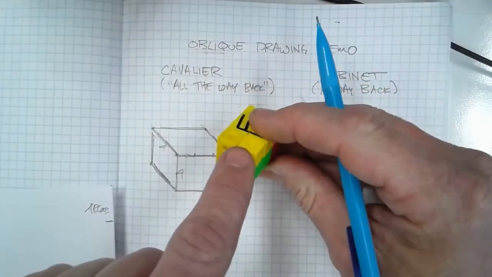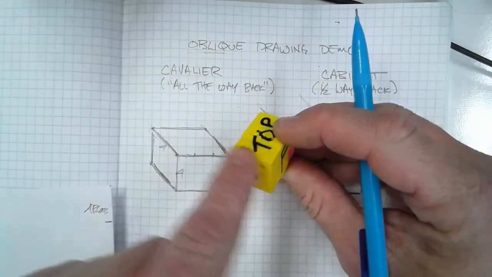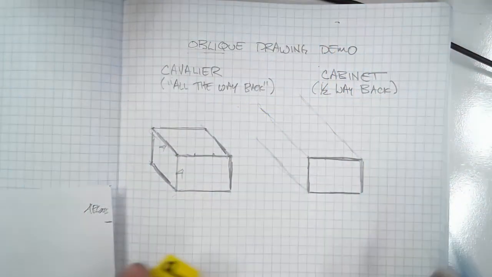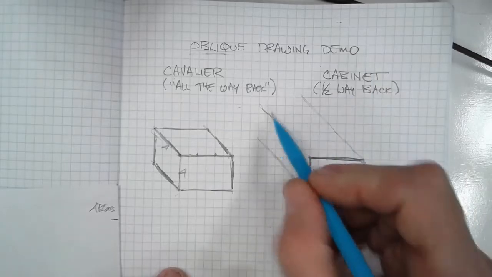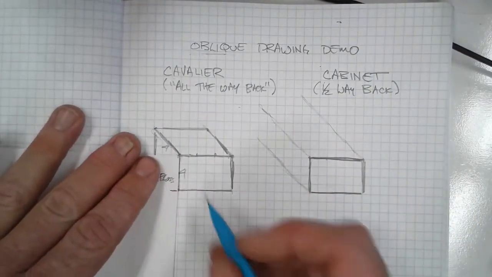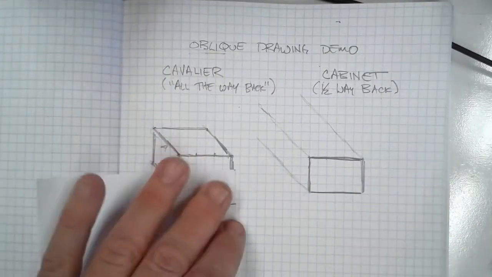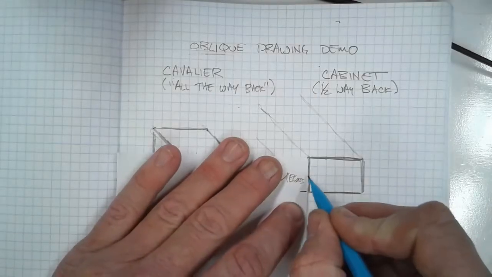Just like you would see here. Supposed to go back 4. Sorry, here we go. Supposed to go back 4, just like that. In cabinet, we only go half of the way back. So if it's 4 squares is what we're supposed to go back, we would actually only go back 2.